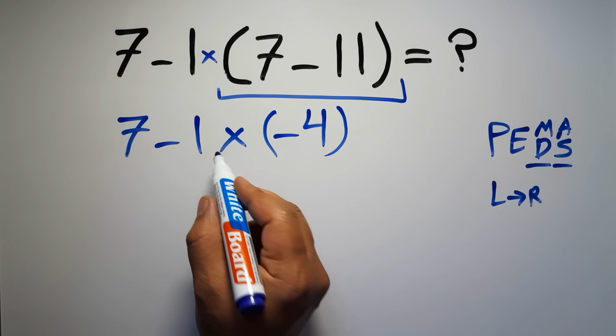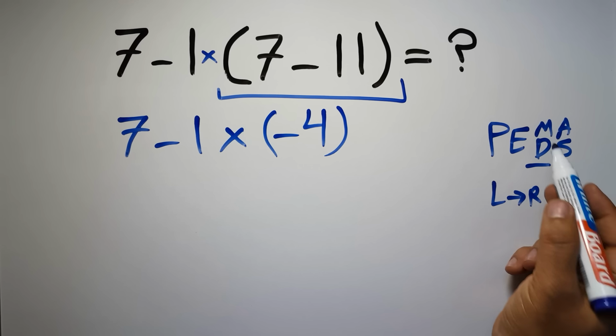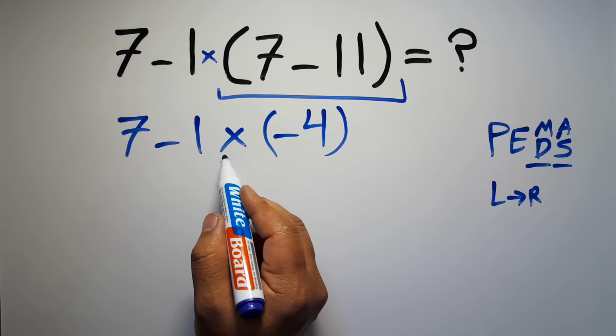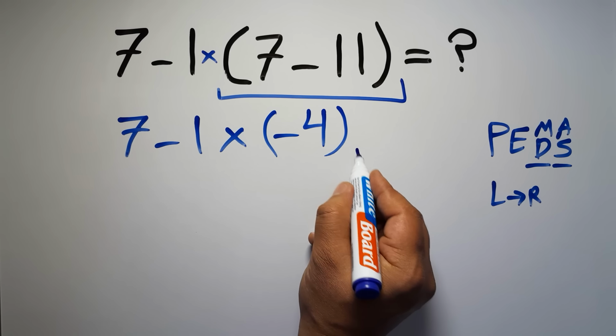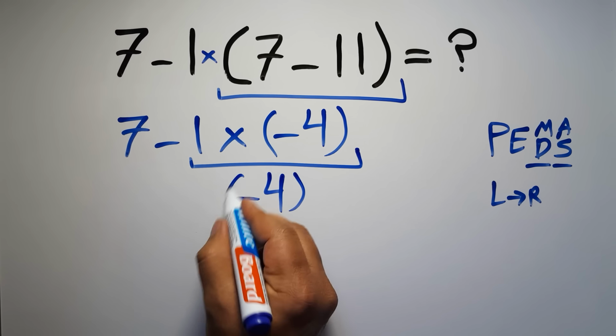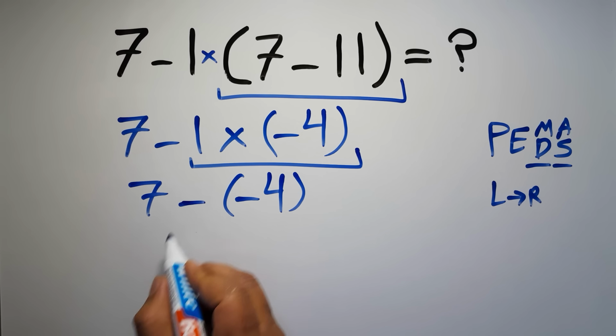According to the PEMDAS, multiplication has higher priority than subtraction, because multiplication comes before subtraction. So here, first we have to do this multiplication. 1 times negative 4 is just negative 4. So 7 minus negative 4.